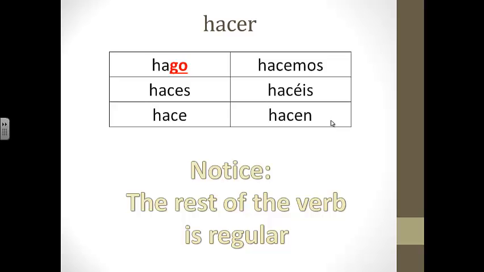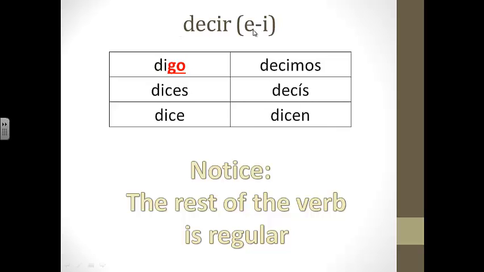Okay, let's look at decir. I like decir because it is a stem changing verb in addition to being an irregular yo form verb. Decir, to say or to tell. Here's its conjugation. You'll find the irregular yo, digo, and then from there, notice it does have its stem change in the boot. For its conjugation, you have digo, dices, dice, decimos, decís, y dicen.